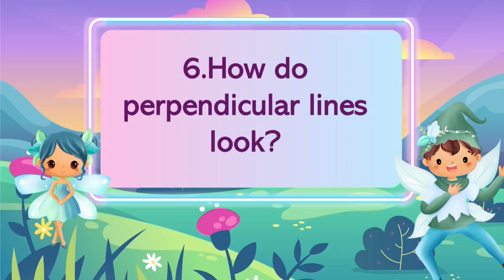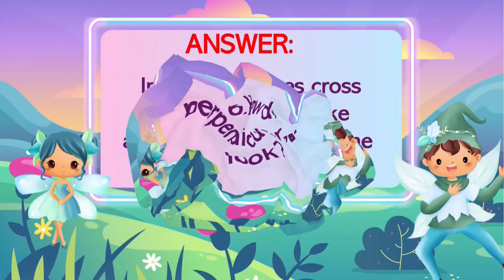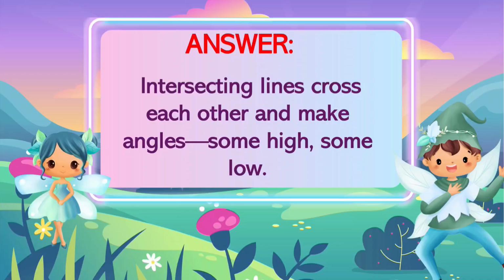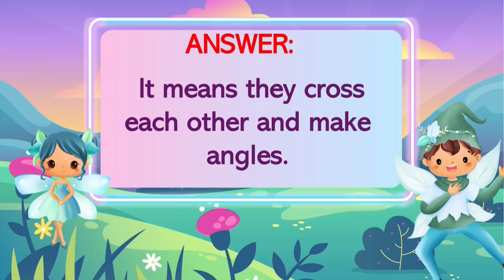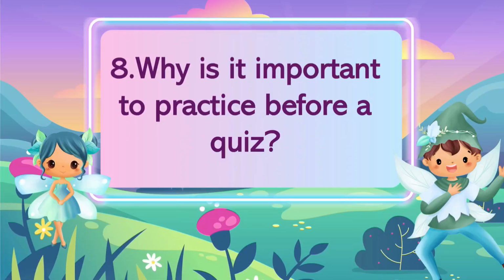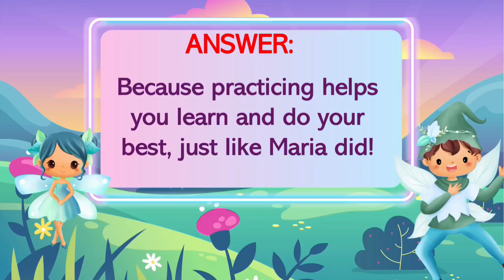How do perpendicular lines look? Intersecting lines cross each other and make angles, some high, some low. What does it mean when lines intersect? It means they cross each other and make angles. And number 8, why is it important to practice before a quiz? Because practicing helps you learn and do your best, just like Maria did.